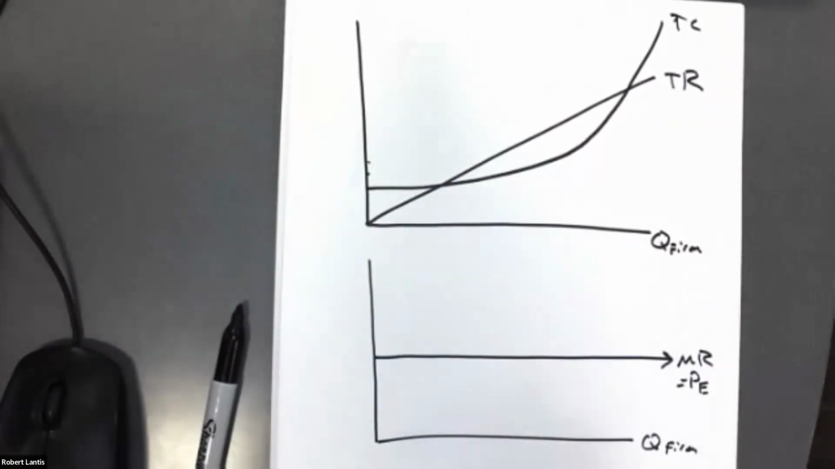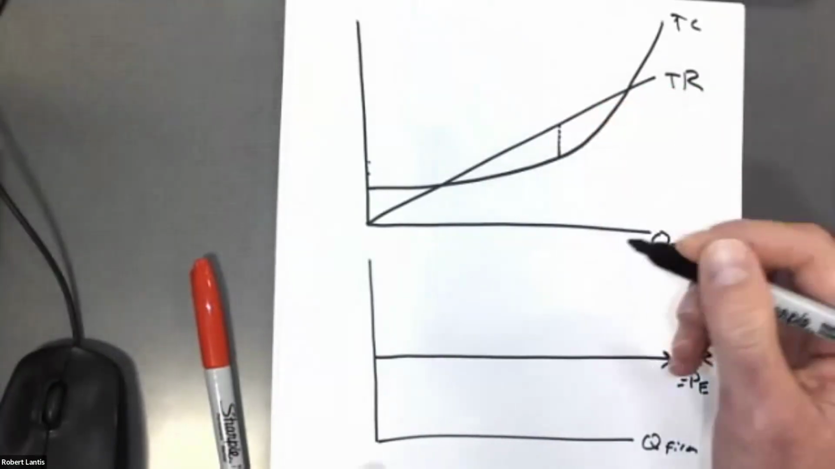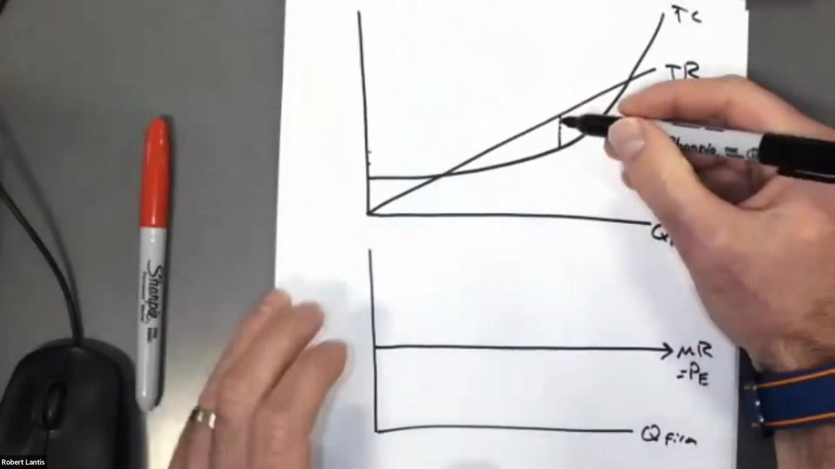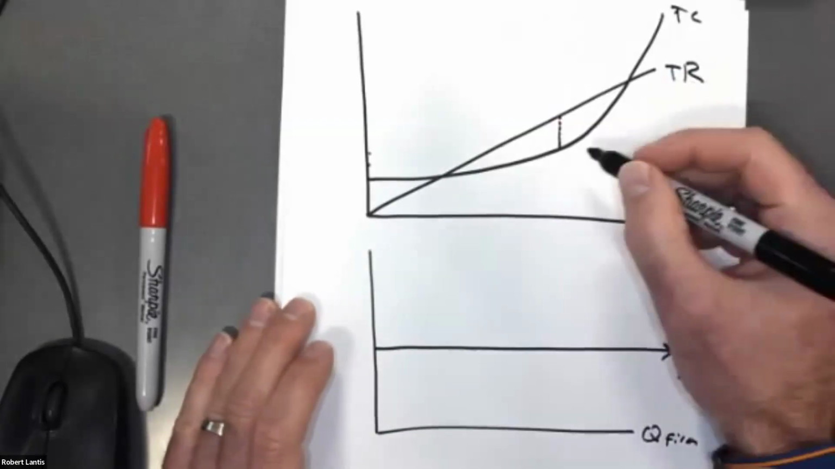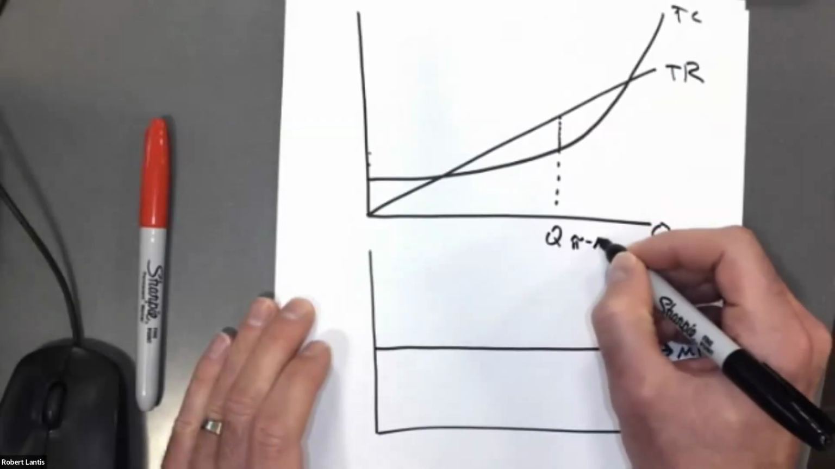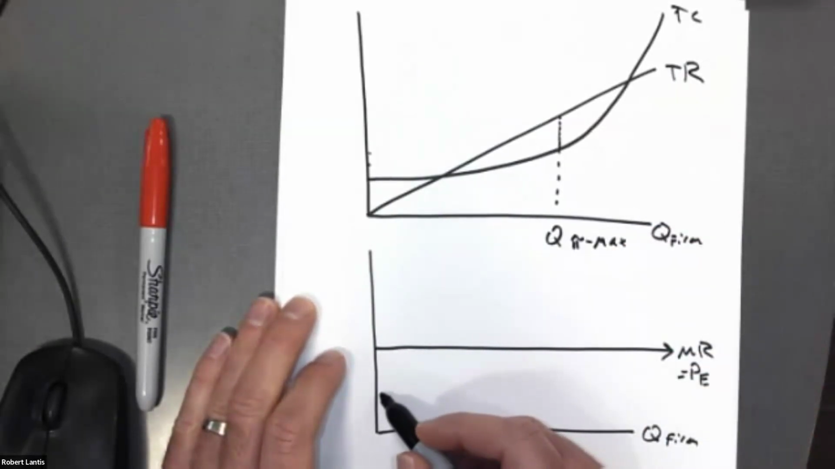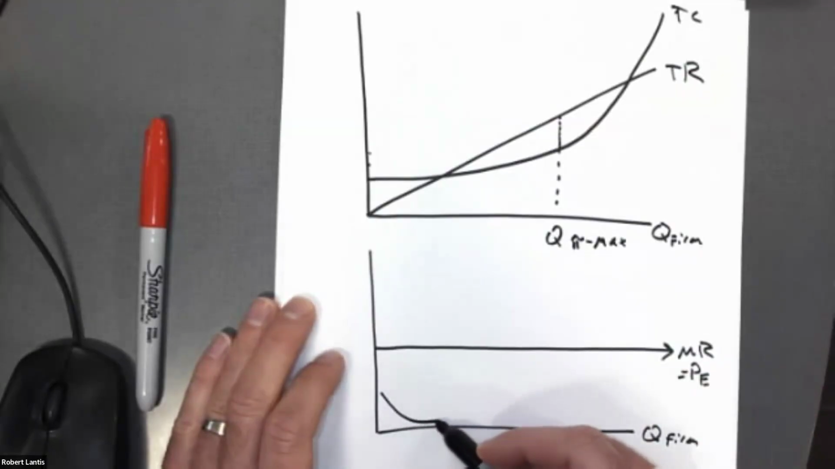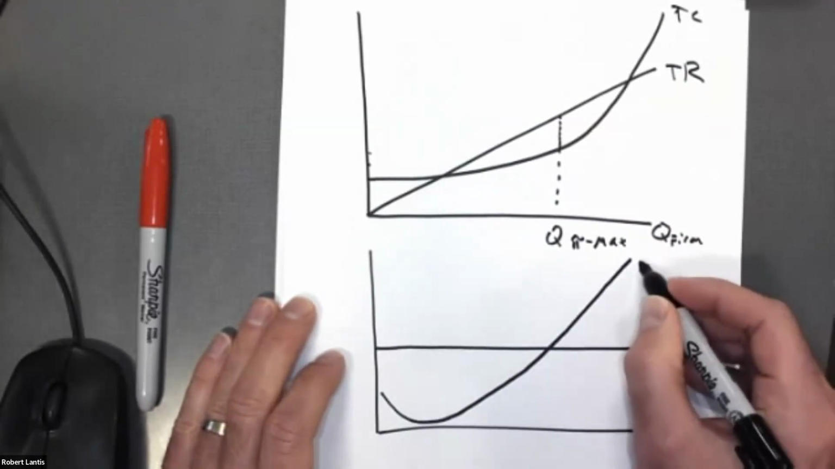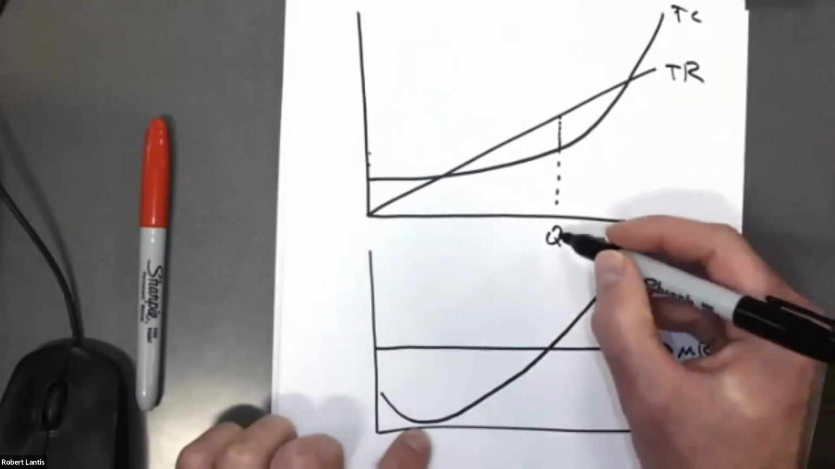Now, we said before, this point where, and I'm just eyeballing it here, so if I'm a little bit off visually, I'm doing my best. But it looks like the gap is the largest between total revenue and total cost at this quantity. So we'd say this is the profit maximizing quantity. So what should be true then is if we looked at our marginal costs, initially they're decreasing, eventually diminishing returns take over.